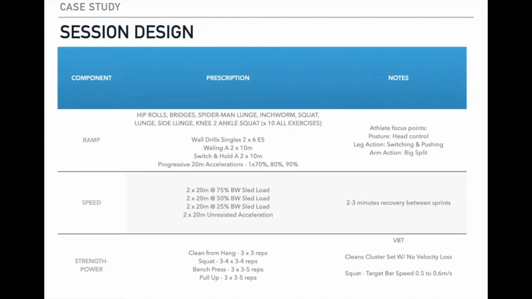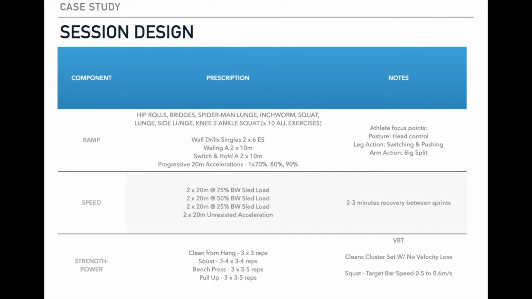In terms of the session design itself, we would go through a ramp warm-up with some sprinting drills. The key things for him were that we were trying to focus on his posture, his head control, and his leg action. We were looking at him switching and pushing and being able to project his centre of mass. The faults really for him in his acceleration were some technical issues where he interpreted frequency in the initial steps as being fast.